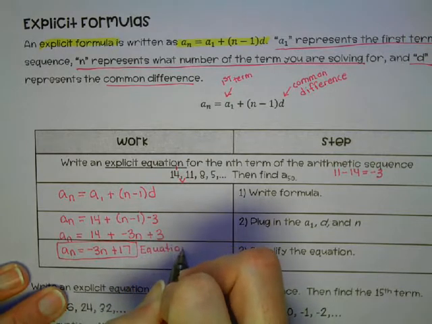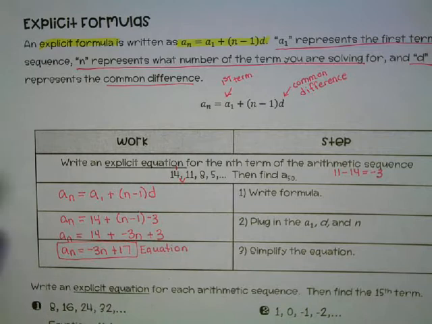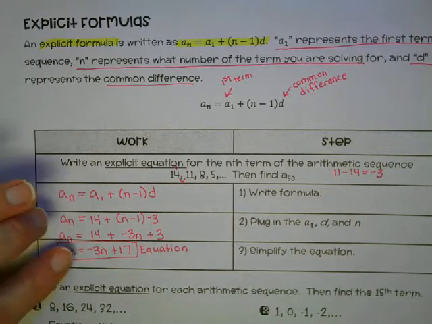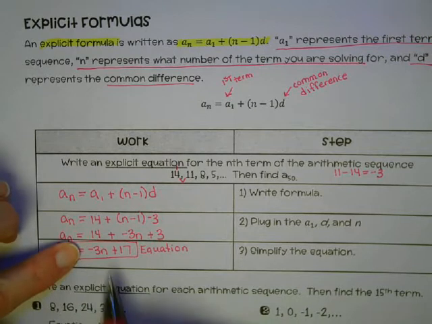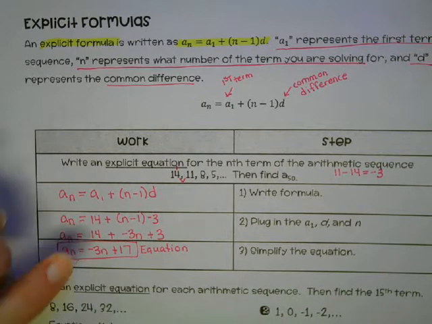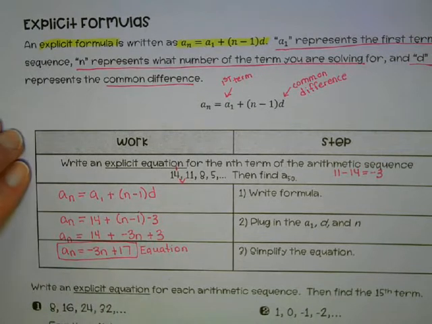It should look very similar to y equals mx plus b. If this was the y, this could be like negative 3x plus 17. So this is a linear equation because they are adding the same number each time. Okay? This is just called the explicit formula.